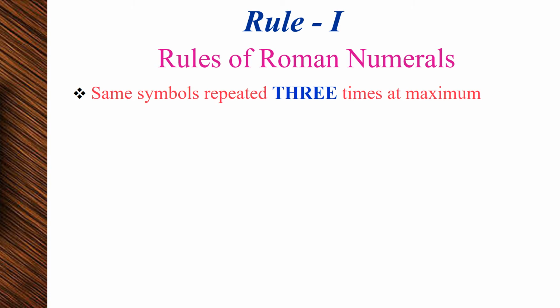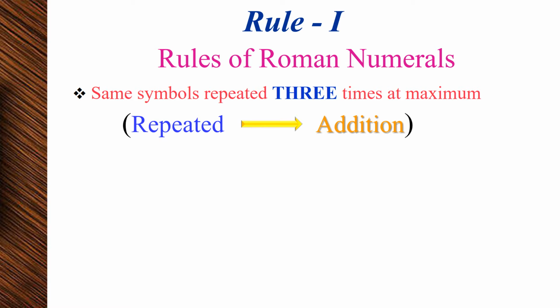We have to follow 3 rules to write Roman numerals. Rule 1: the same symbol can be repeated 3 times at maximum. Repeated means we have to do addition there. For I, the symbol is repeated 2 times. 1 I refers to the number 1, so we have to add 1 plus 1 is equal to 2.